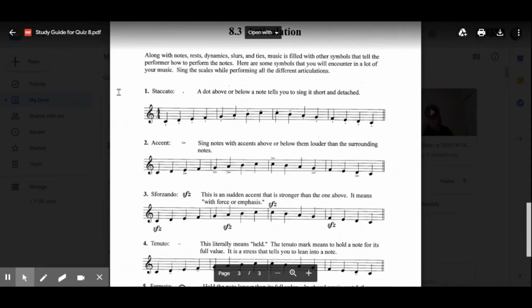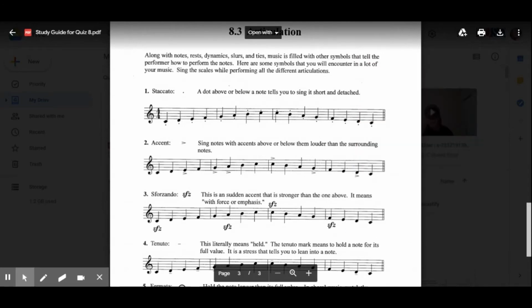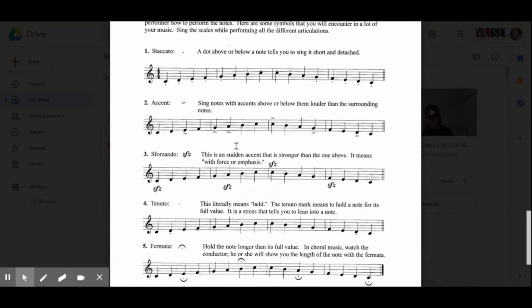Number one, we have staccato. It is like a little dot, like a little period, and a dot above or below a note tells you to sing it short and detached. The second one is accent. It looks like a little crocodile kind of, and with an accent, you sing notes with accents above or below them louder than the surrounding notes. So this note would be louder than this note, and this note would be louder than this note.